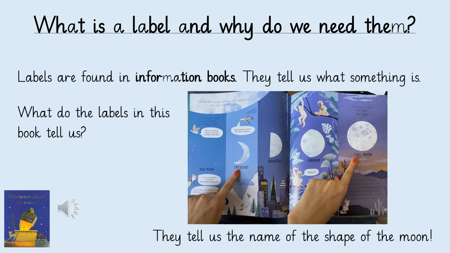In the first picture, I am pointing to a label which says crescent. This is below a picture of a moon that is shaped like a banana. In the second picture, I am pointing to the words full moon. This labels the moon above it, which is full. Labels clearly tell us what something is, and they are close to the picture that they are informing us about.